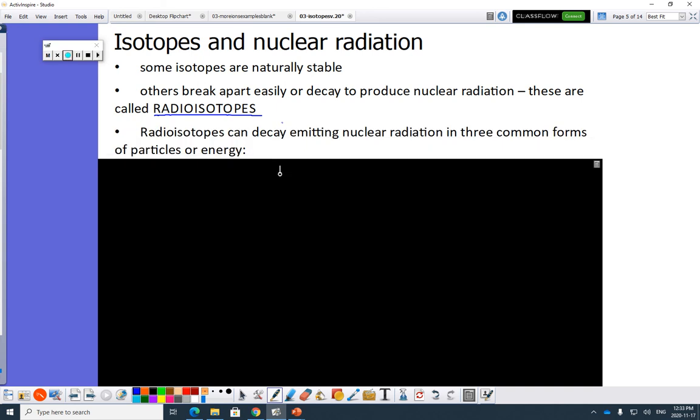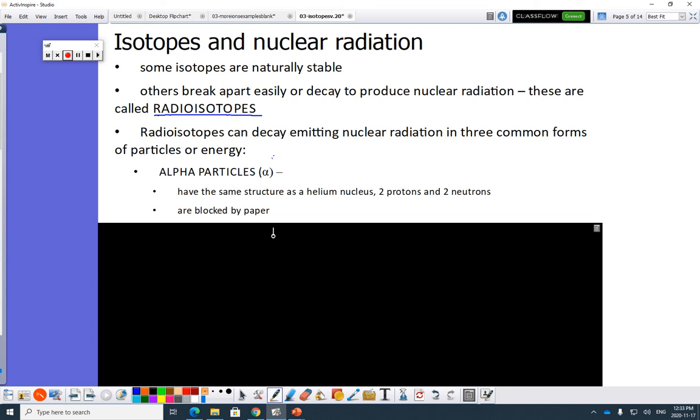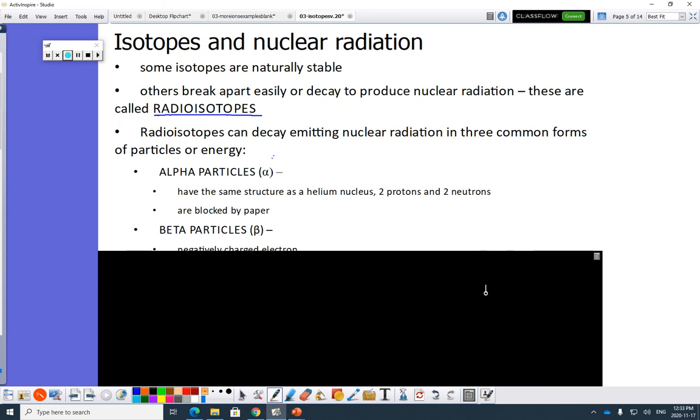Okay, so there are 3 common forms of radiation, in order of weakness. The first one is the Greek symbol for alpha. Maybe you've seen it on the back of a car with Jesus inside it, that the alpha is Jesus. That's why they use it. It looks like a helium nucleus. It's a package of energy with 2 protons and 2 neutrons. You can block alpha particles with paper.